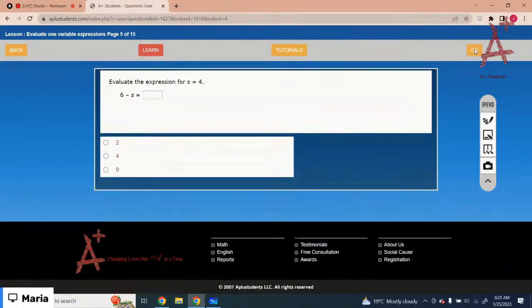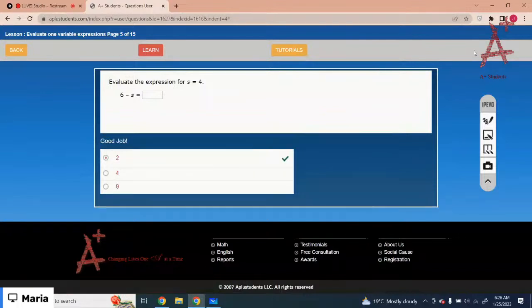Okay, the next one is evaluate the expression for s equals 4. So just replace the s with 4. So 6 minus 4 equals, yes, very good, 6 minus 4 equals 2. So the correct option is 2. Just select the correct option and click on the OK button.